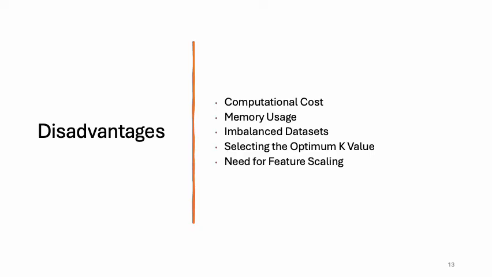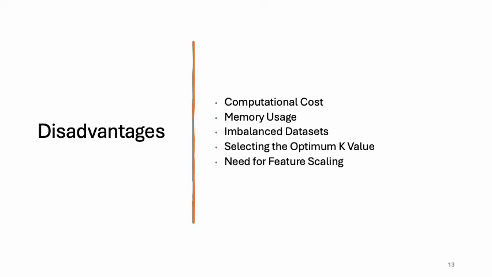1. Computational cost. KNN can be very slow with large datasets because it requires comparing each test instance with all training instances. This is especially costly in high-dimensional data. 2. Memory usage. KNN requires storing all training data in memory. This can lead to memory issues when working with large datasets.